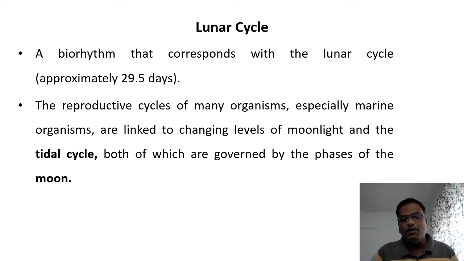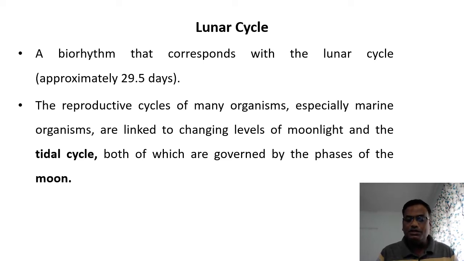A biorhythm that corresponds with the lunar cycle is called lunar. The biorhythm that corresponds with the monthly cycle is called lunar cycle. It is normally of 29.5 days. The reproductive cycle of many organisms, especially marine organisms, is linked to changing levels of moonlight and the tidal cycle, both of which are governed by the phases of the moon. So this lunar cycle is normally exhibited by the marine animals, especially the breeding behavior of the marine organisms.